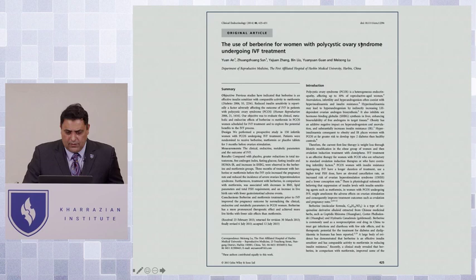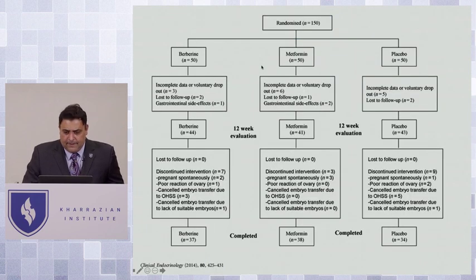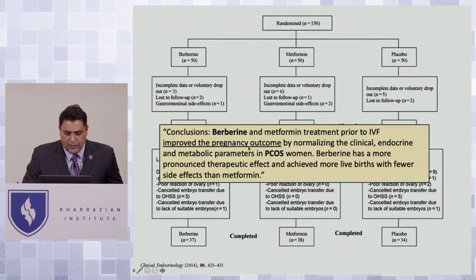They did another study. This is a trial. They looked at the use of berberine for women with PCOS undergoing IVF treatment. And one group of 50 subjects got berberine before IVF, 50 people got metformin, 50 got a placebo. And they evaluated them at 12 weeks and then at the end of the study. And what they found was berberine and metformin treatment prior to IVF improved the pregnancy outcome by normalizing clinical, endocrine and metabolic parameters in PCOS women. Berberine has a more pronounced therapeutic effect and achieved more live births with fewer side effects than metformin.